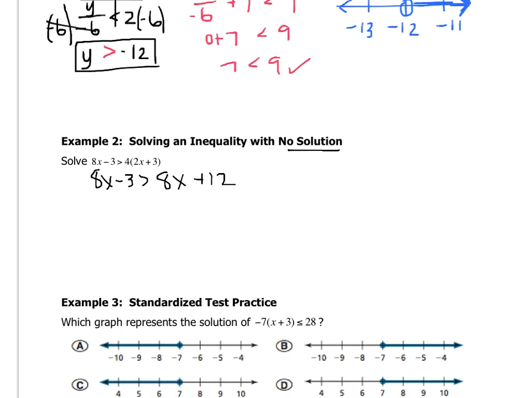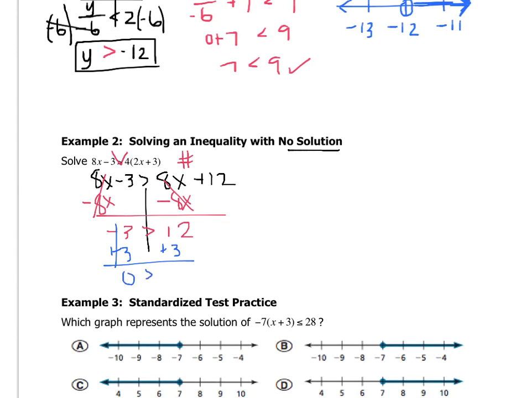So now drop a line, and remember you have to decide which side variables go to and which side numbers go to. So I'll put variables on the left and numbers on the right. -8x, so then bring it over here, and then they end up canceling on the left. So you get -3 is greater than 12. Now you can stop here if you want. You could bring the 3 over to the right if you felt like it. But if you see that something weird is happening, you can stop, and I get 0 is greater than 15, if you want to take it that far.